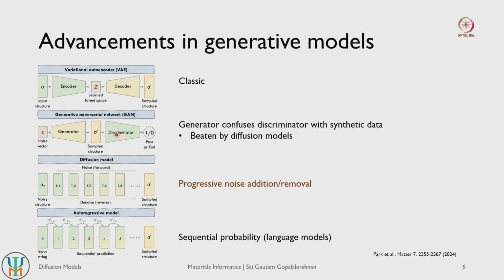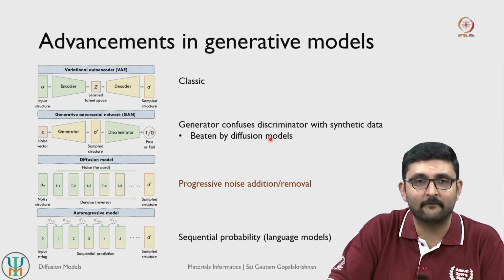So the discriminator learns how to do this decoding process, and the generator and discriminator compete with each other in these generative adversarial networks. These networks became quite popular, especially in the gaming community, but in terms of performance they have been beaten a little bit by diffusion models.